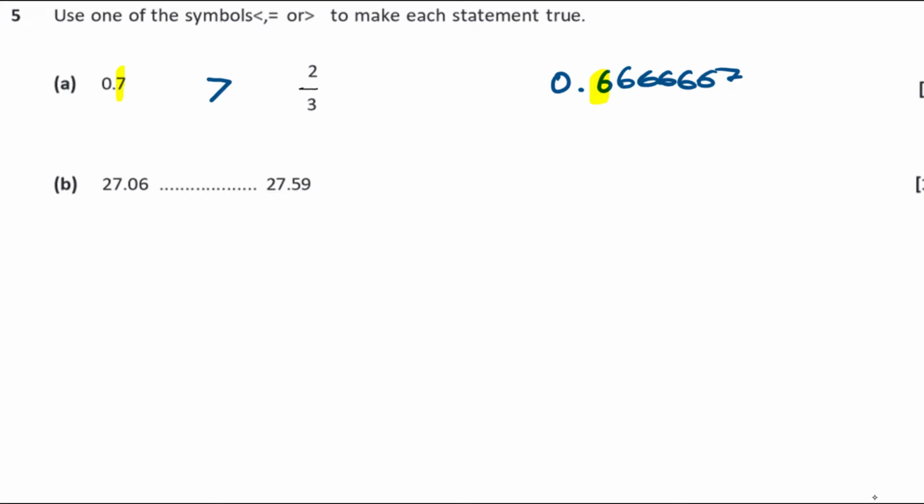But the second one, now these two bits are the same, so that bit is the same as that bit. So the thing we're going to be comparing is the next biggest part, which is this digit here. We're going to compare the 0 with the 5, and we can see the 5 is bigger, so the symbol is going to go that way around.